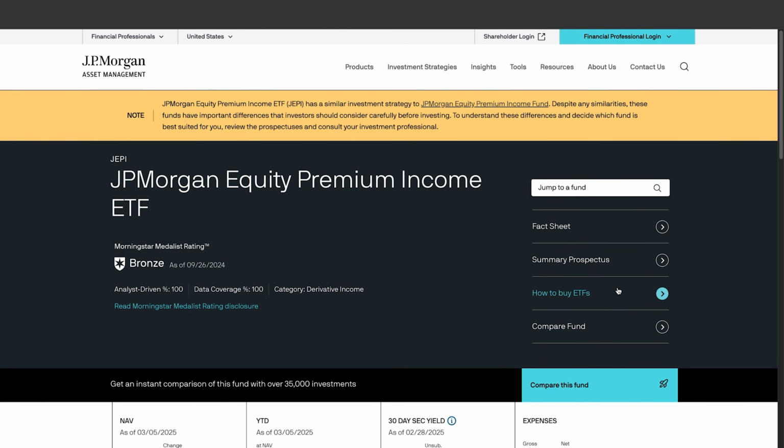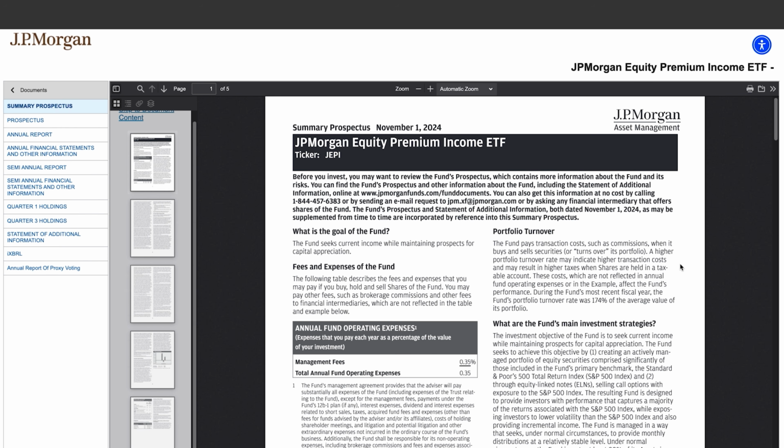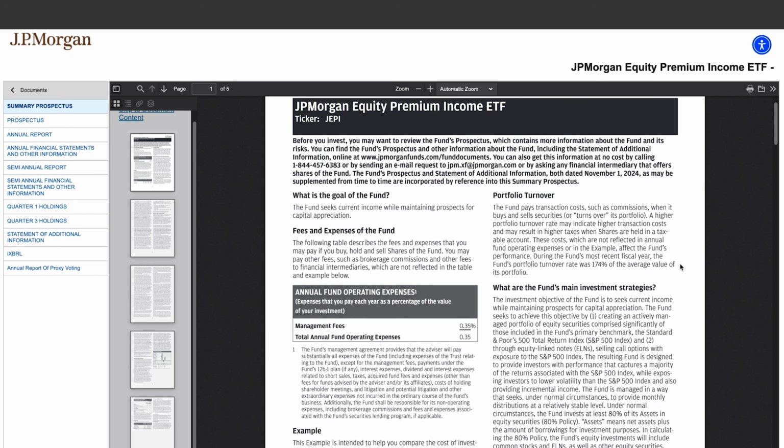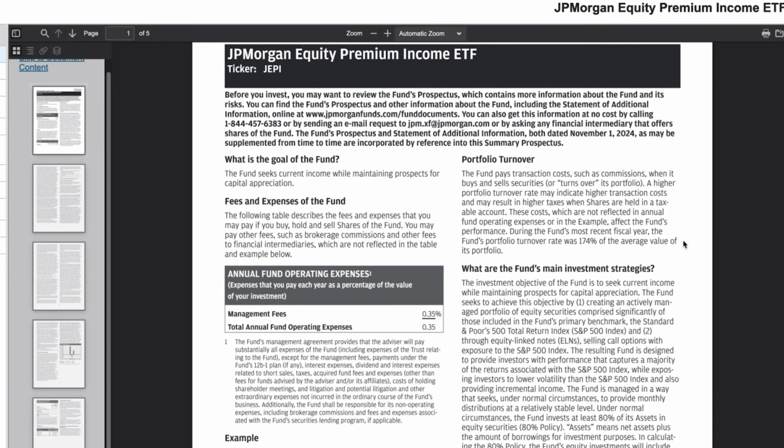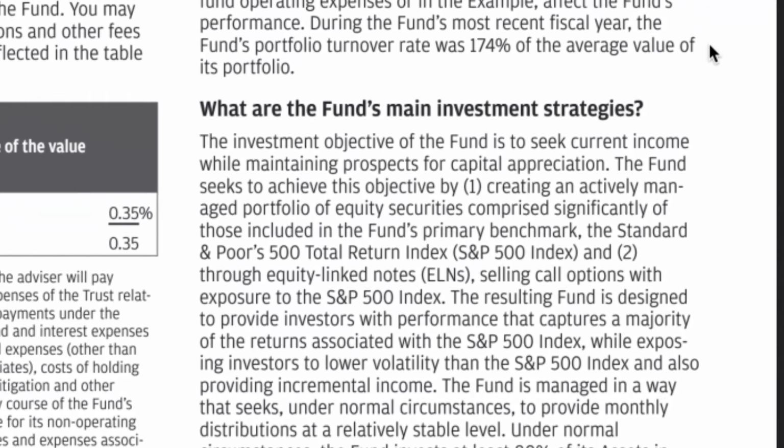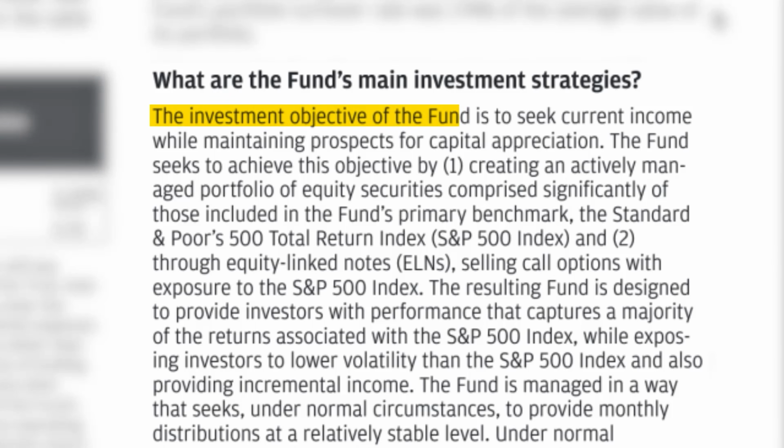And if you want to confirm that the investment is in fact actively managed, if it doesn't say right away easily on the main page, looking at an investment's summary prospectus will cover many of the details you'd want to learn about the fund. So for JEPI, you can see the main investment strategies, where the first two sentences tell you the objective of the fund is to seek current income while maintaining prospects for capital appreciation, and that the fund seeks to achieve this objective by creating an actively managed portfolio.